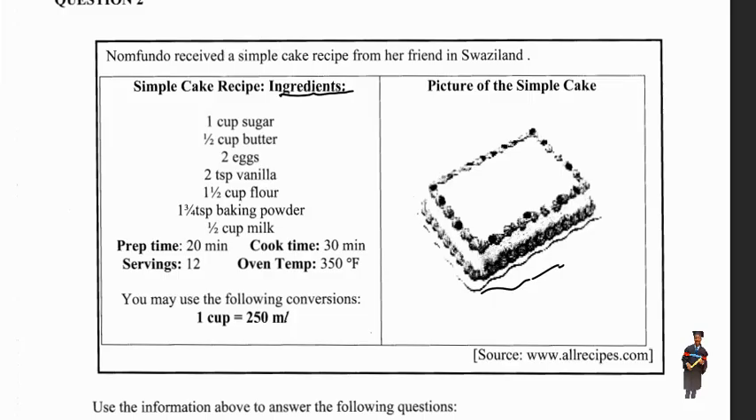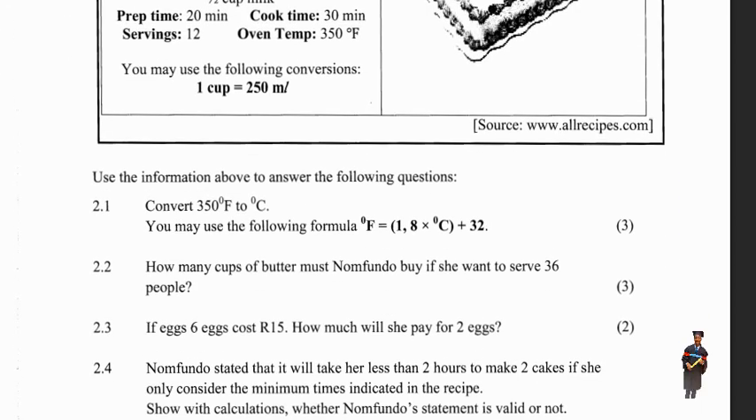So now let's do our thing on the questions, not on the question paper, on the questions. Use the information above to answer the following questions. Convert 350 Fahrenheit to degrees Celsius.